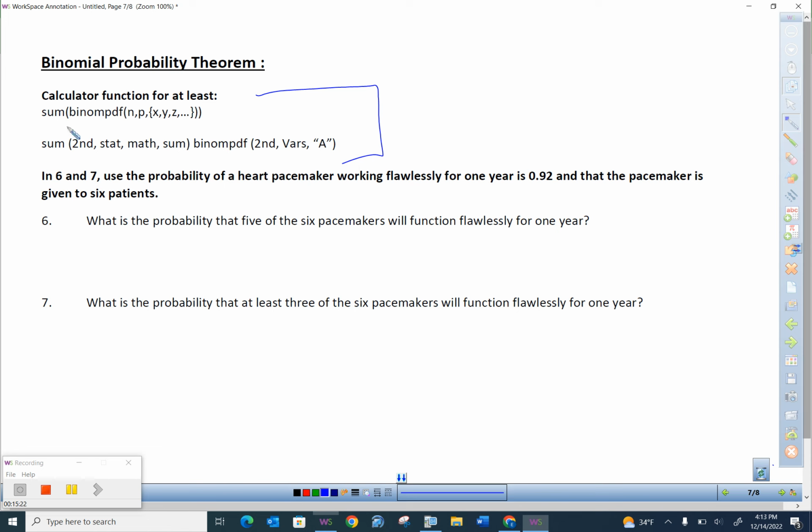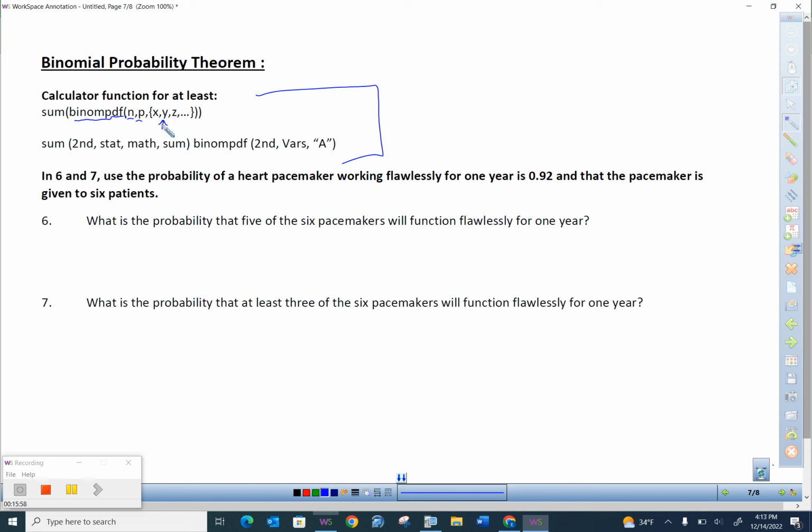This is the sum, because we're adding things, of a binomial probability distribution function. Now, a distribution function assumes that we're running a simulation multiple times, but because we're doing this under the assumption that the trials are independent, it's going to work out for us. And then this n is your total number of trials, p is our probability of success, and these are the items we're talking about that we're adding together.